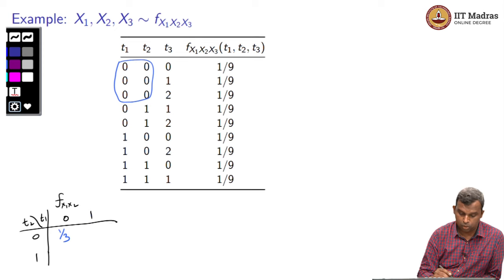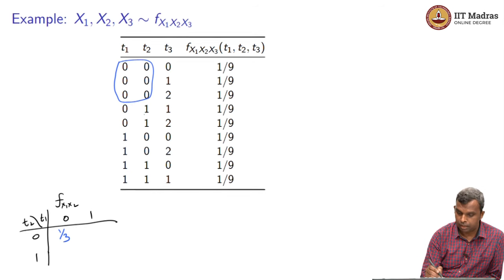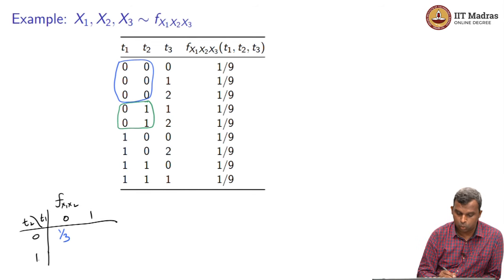If I look at, oh no, no, 0, 1 would be x1 equals 0 and this position. And that is 0, 1 and 0, 1, isn't it? So you fix T1 to 0, T2 to 1, and then sum over all possible values for T3. There's only 1 and 2, okay? It's 1 by 9 plus 1 by 9. I'll get 2 by 9, okay?